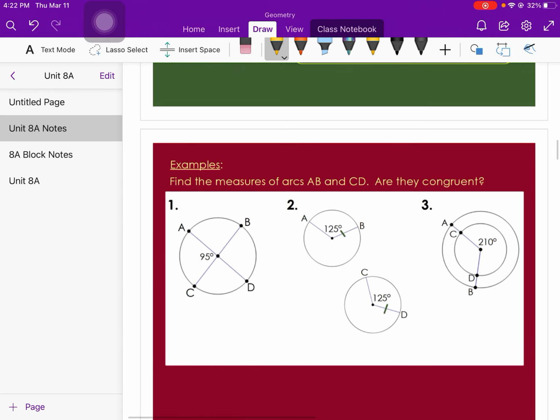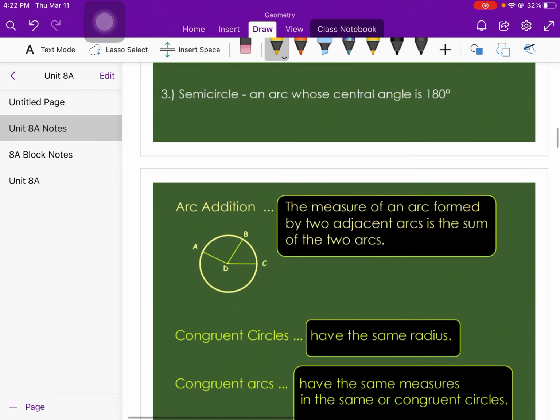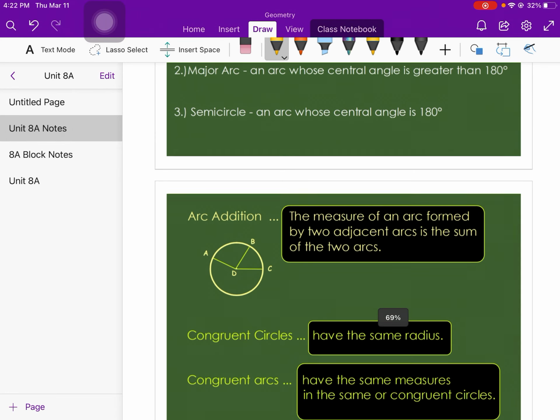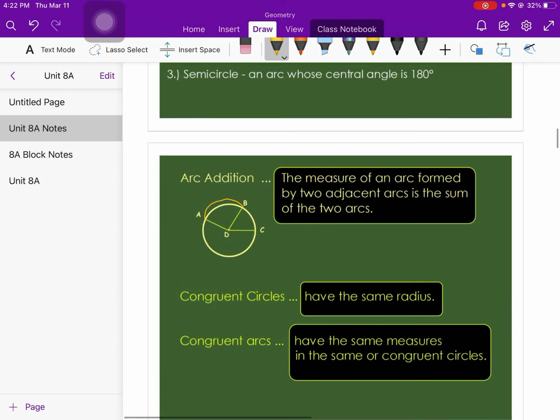So we want to find the measure of arcs AB and CD, and if they are congruent. So really quick, I should backtrack. The arc is the part outside of the angle. It's the section represented on the circle. That is the arc, and how many degrees it covers out of 360.